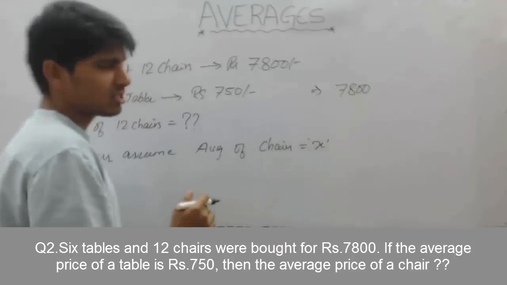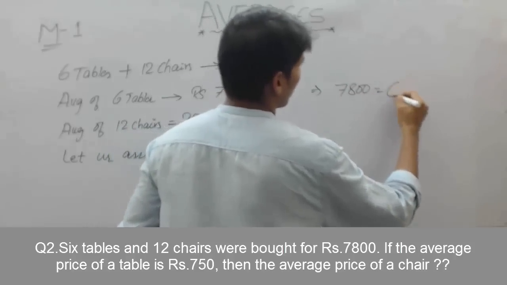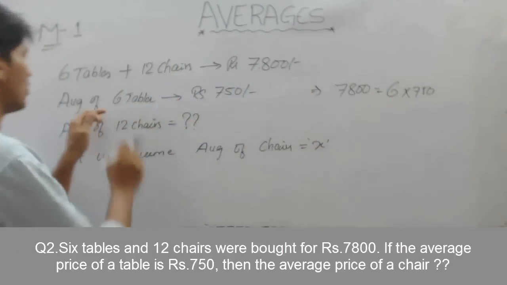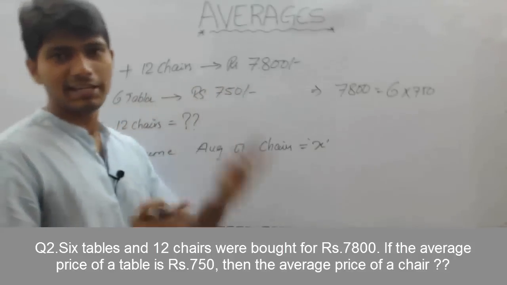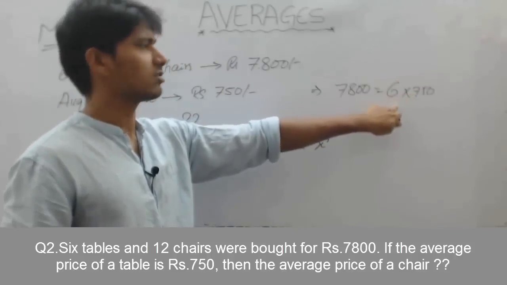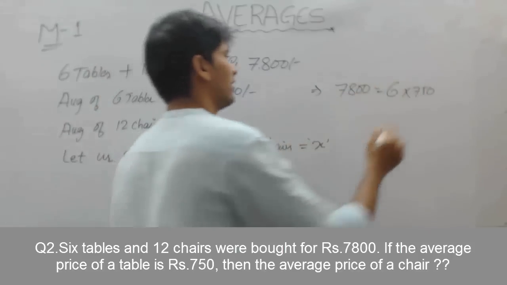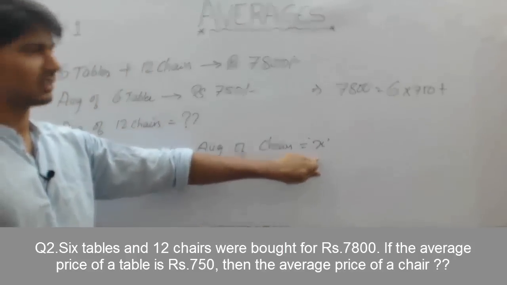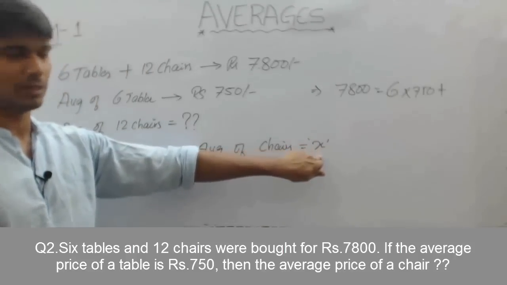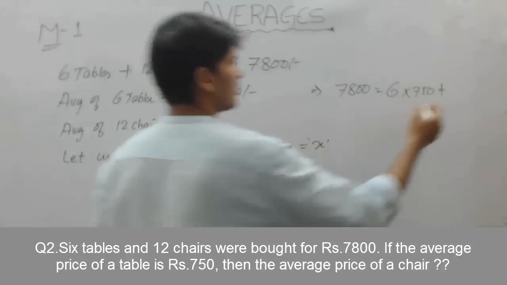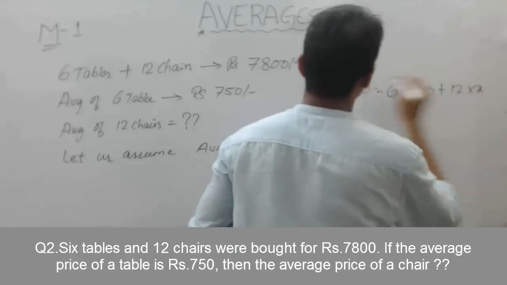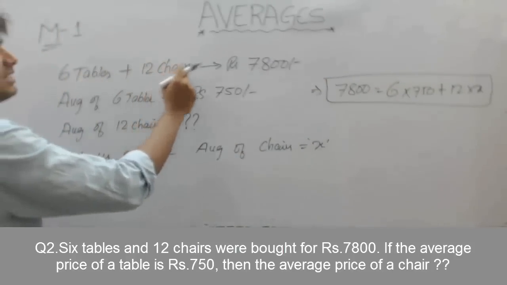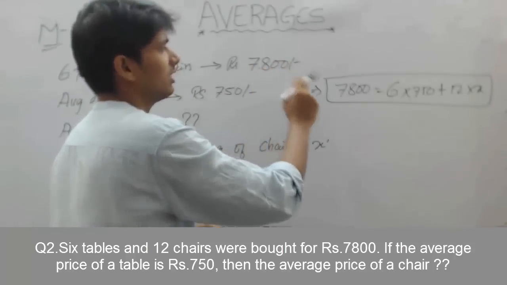So the total cost is equal to 6 into 750. Each cost, that means the average of 6 tables is 750, that means each table costs 750. Now the cost of 6 tables is 6 into 750. Here we have assumed that the average of chairs will be x, that means each chair costs x rupees. That means the cost of 12 chairs is 12 into x. And he has clearly said that 6 tables and 12 chairs are bought at rupees 7,800.